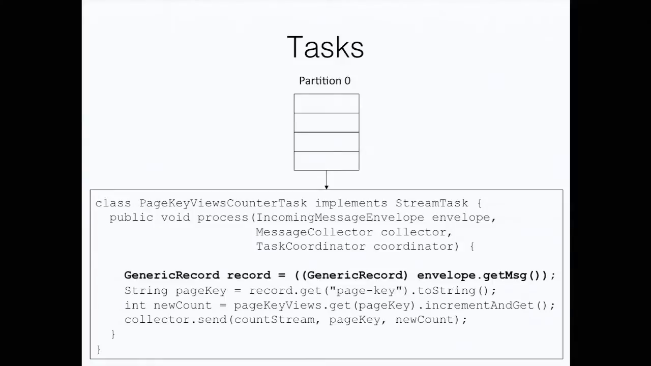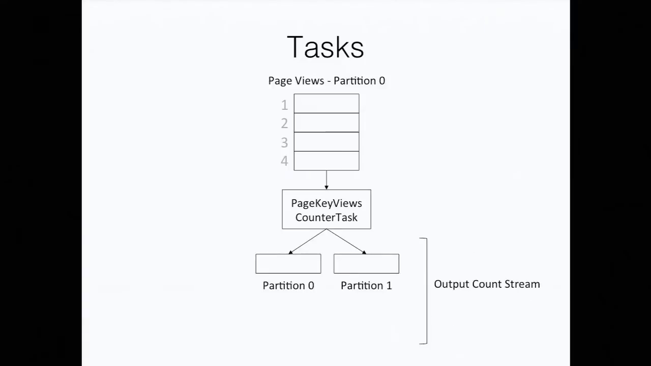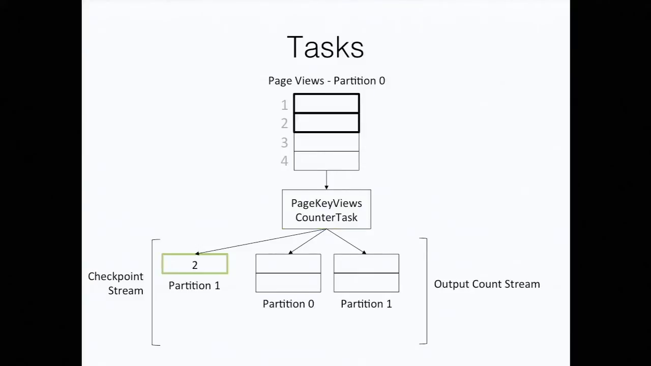So this does a very simple computation of getting the message, getting the page key, and then incrementing the page count, and then it sends it to a different output stream, the page key. So it's essentially counting the number of times the page has been viewed. This is the same example as the previous thing. As you can see, it's processing, outputting to one partition, processing, outputting to a different partition now. And it checkpoints. This is taken care of by Samza. So it's essentially marking that I've processed 2 messages so far from this particular stream.